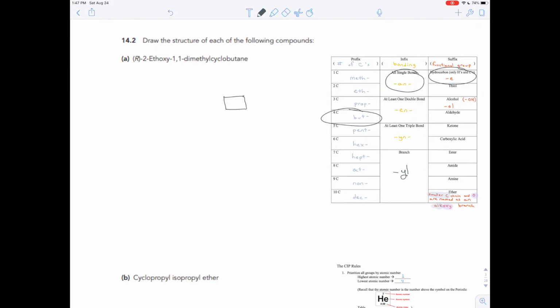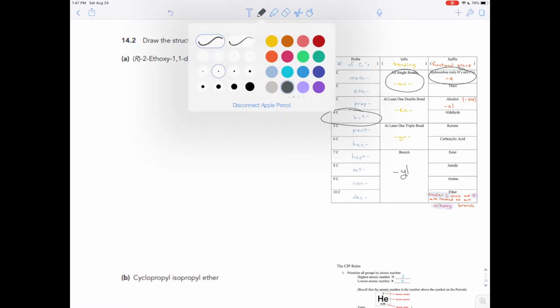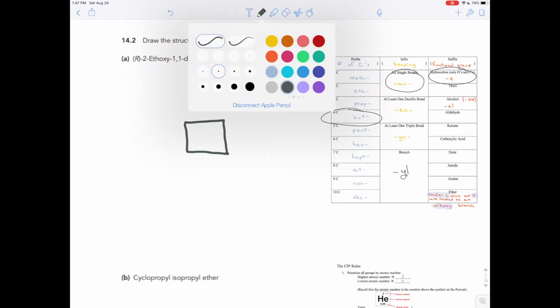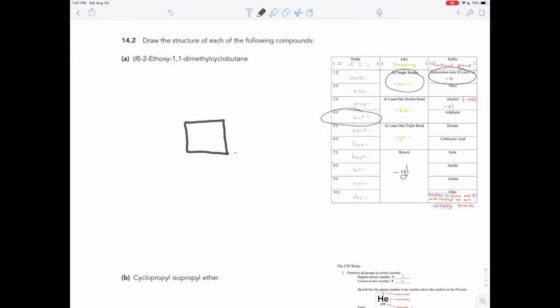Now we're drawing the molecule, so we could draw it however we want. We can number it however we want. I'm going to number it, and actually let me make this a little bigger. I'm going to number it with, let's say, 1 down here, and then just go around like that. So 1, 2, 3, and 4.